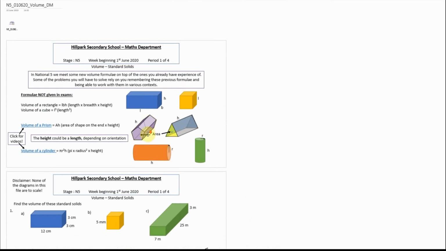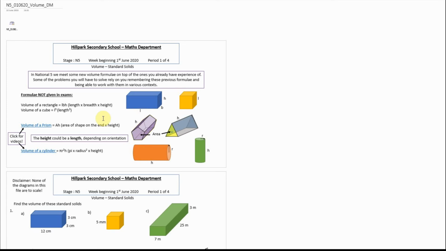Yeah, so starting off, we're looking at volume. So we're looking at the volume of various different shapes. Now, fundamentally, what this first bit is talking about is saying that you're looking for an area, and you're going to multiply that area by a length. Okay, that's at the heart of what we're doing with volume.